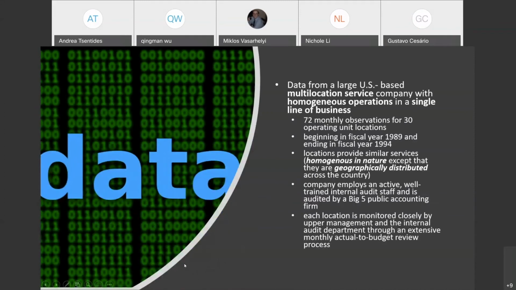So they used a large US-based multi-location service company with homogeneous operations, a single line of business. In total, they took 72 monthly observations for 30 operating unit locations. And their collection started from the beginning of the fiscal year 89 until the end of 94. Those locations that they tested provided similar services, which meant that we have homogeneity in nature. But of course, we don't have homogeneity in geographical distribution because those locations were across the country.